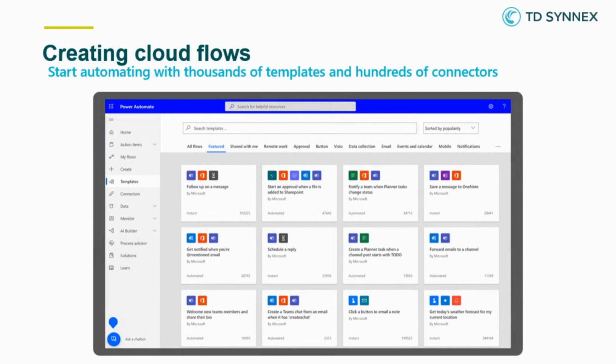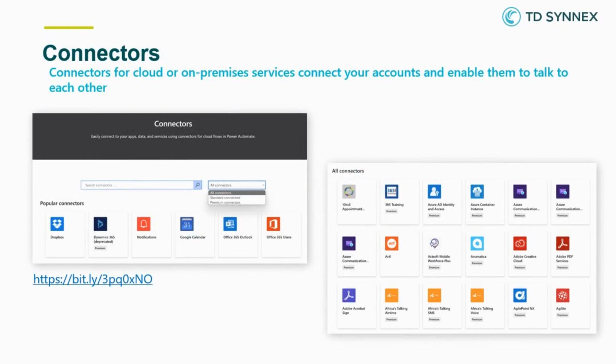And how do you create these cloud flows? Well, you'd probably start with a template, and you'll need to make use of connectors. And there are many predefined templates that a user can work with available inside of Power Automate. And as well as potentially using a template, you will need to use connectors to connect your accounts and enable them to talk to each other. Connectors are classified either as standard or premium, and you can see on the right-hand side the little premium boxes showing which are the premium connectors.